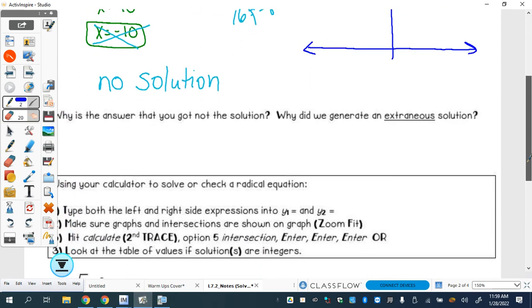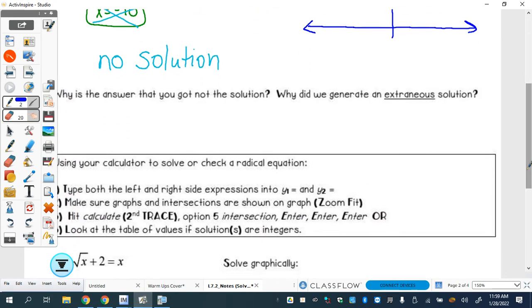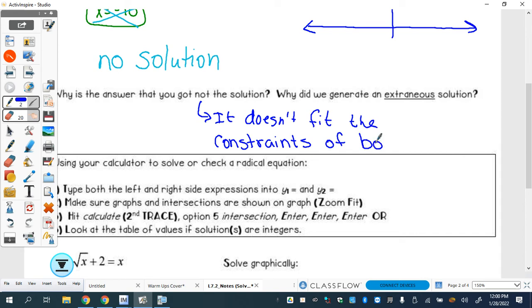All right, so why is the answer that you got not the solution? It doesn't fit the constraints of both. We'll call it both sides. Both sides of that equal sign. So it doesn't fit the constraints of both sides of the equal sign. So algebraically speaking, yes, we can find an answer, but it doesn't actually work when we go to check our work.